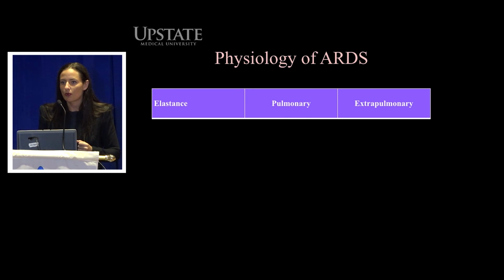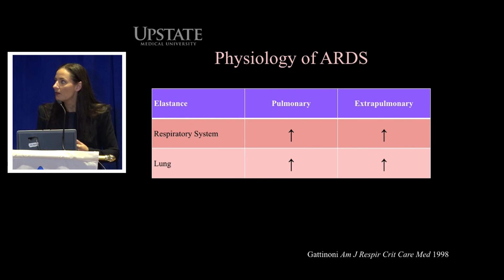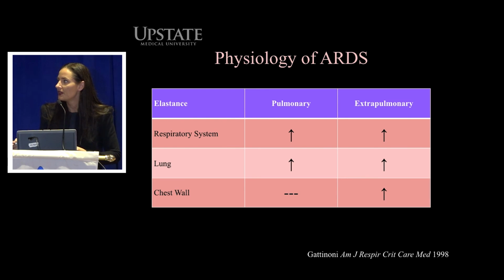The reason this is so important to distinguish the two is because the physiology of these two ARDS subtypes is really quite distinct. If we think about elastance, pulmonary and extrapulmonary ARDS both have an increase in respiratory system elastance. In other words, they have a reduction in respiratory system compliance. Pulmonary and extrapulmonary ARDS both have an increase in lung elastance, but the difference lies in the chest wall. In pulmonary ARDS, in general, we don't have an increase in our chest wall elastance, at least not initially. In extrapulmonary ARDS, we do.